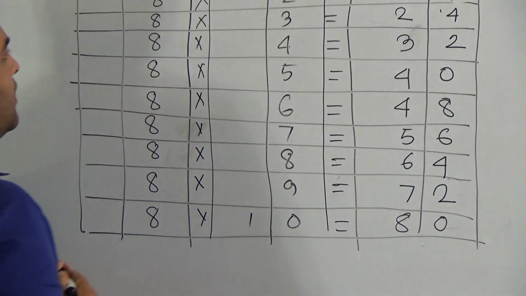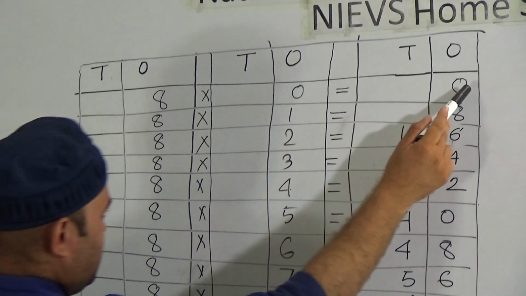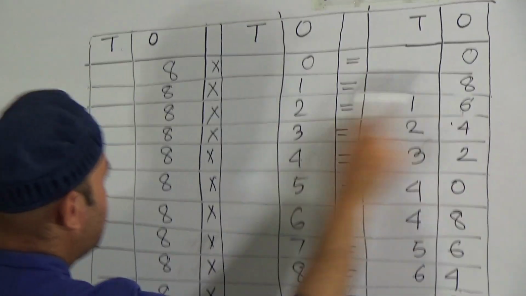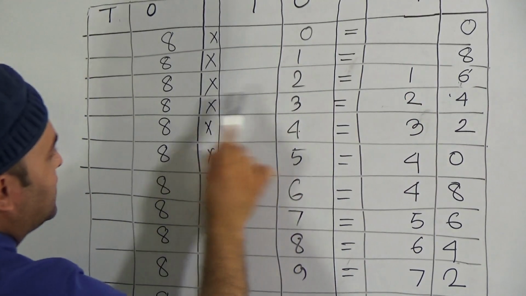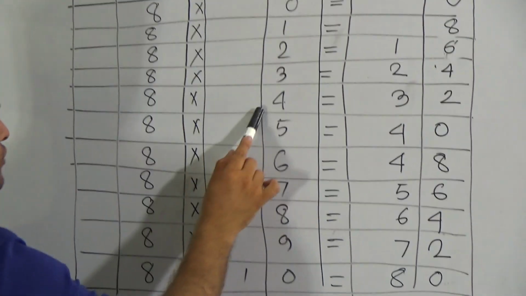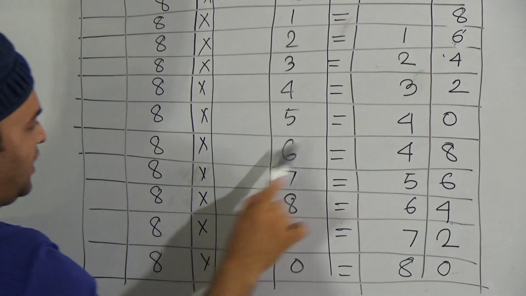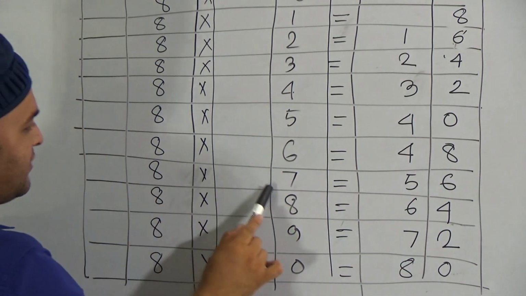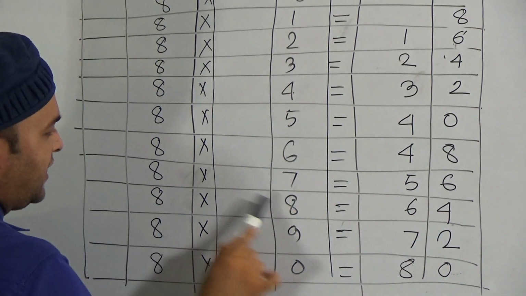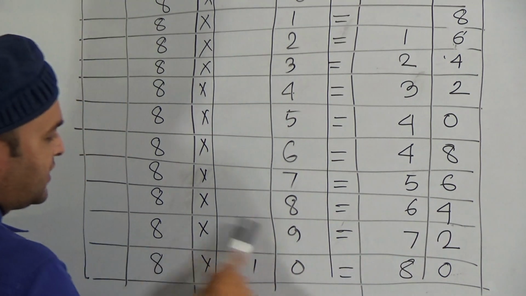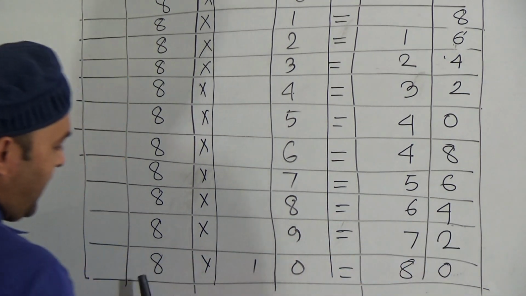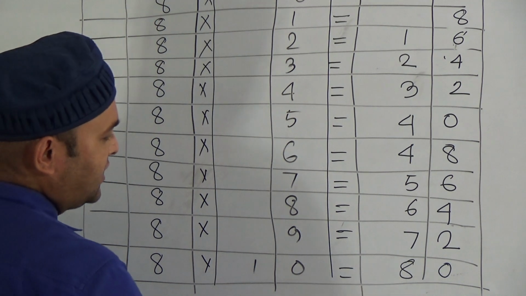So again we can read here 8 zeros are 0, 8 ones are 8, 8 twos are 16, 8 threes are 24, 8 fours are 32, 8 fives are 40, 8 six are 48, 8 sevens are 56, 8 eights are 64, 8 nines are 72, and 8 tens are 80.